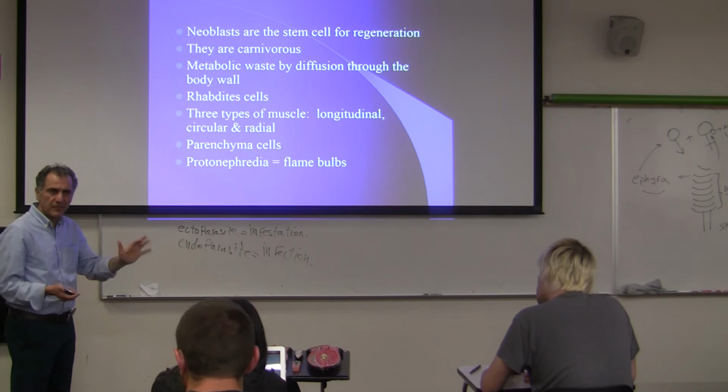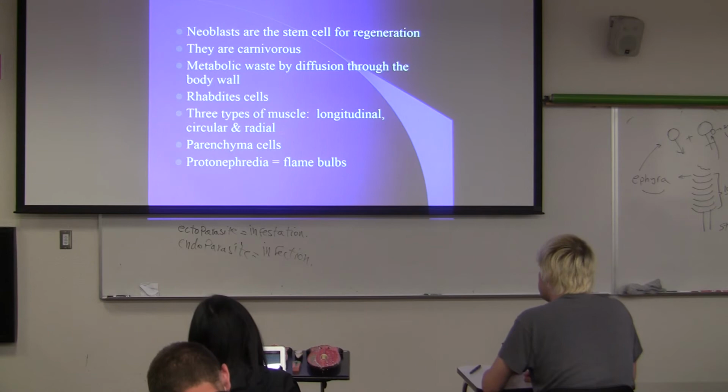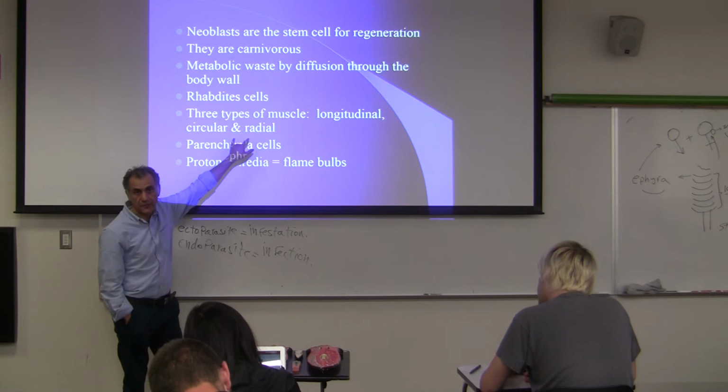Three types of muscles: longitudinal, circular, and radial. Make sure in the lab you can see all three of them on the microscopic slide. I'll not go over them here in a minute. Hang on, I'll show you a picture.